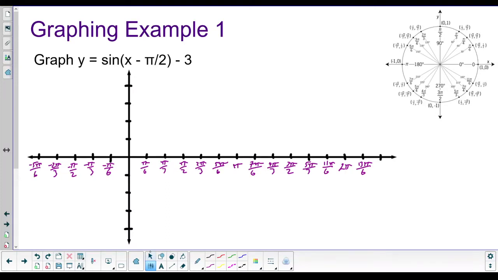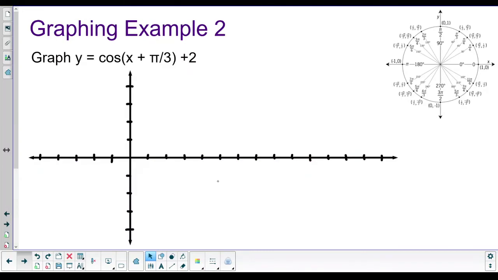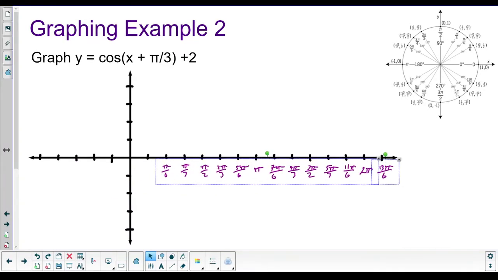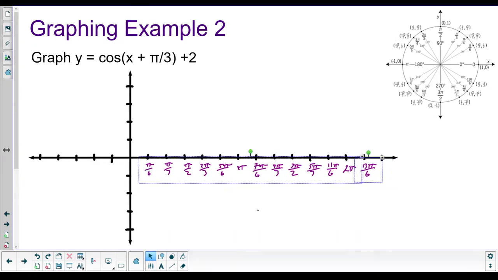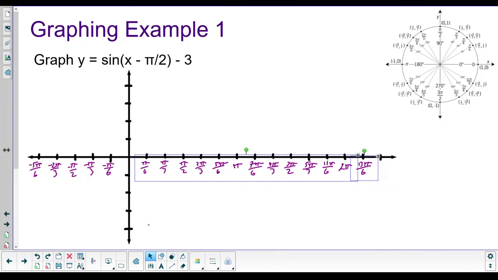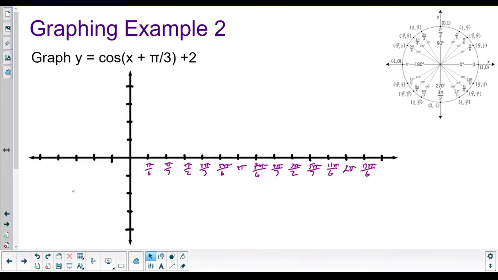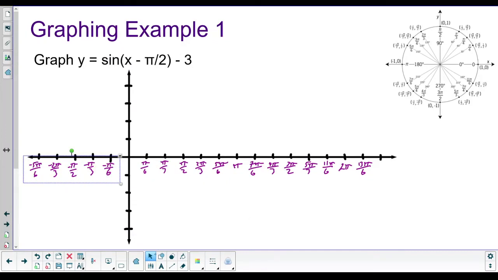All right, let me go ahead and copy these. Thanks. You guys are super patient. I appreciate it. Put these over here where they belong. Copy these. Put them over here where they belong. All right, and we're ready to go.